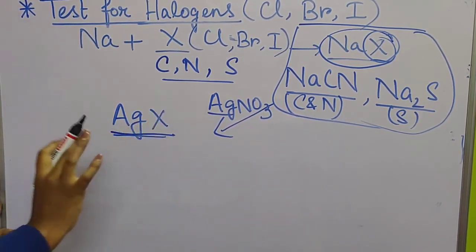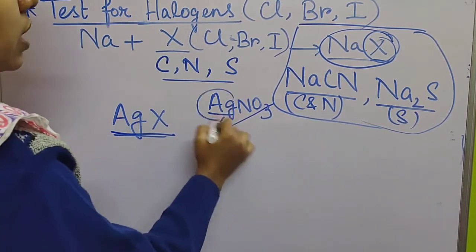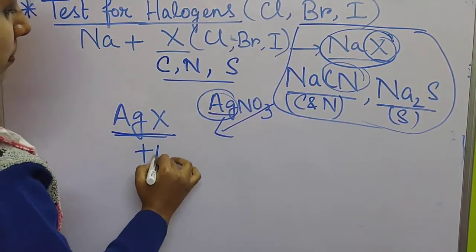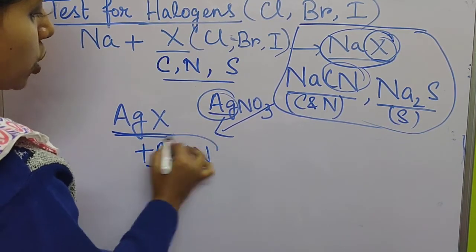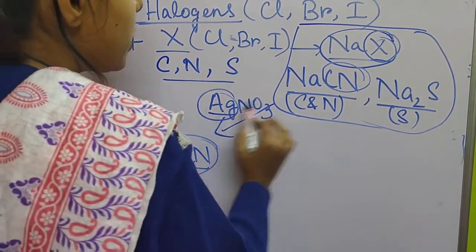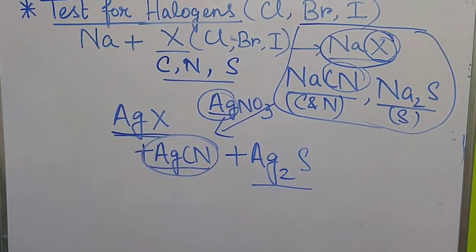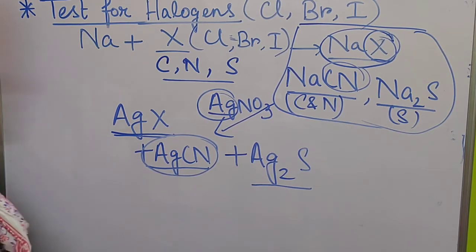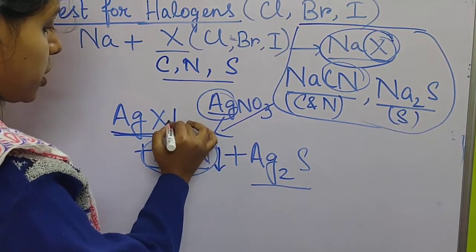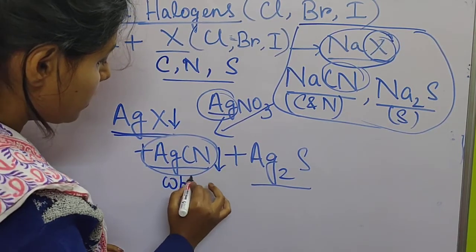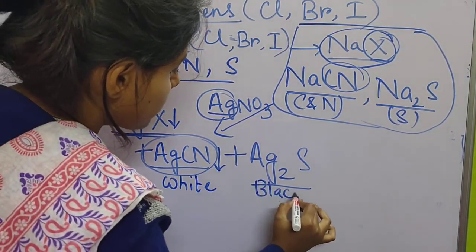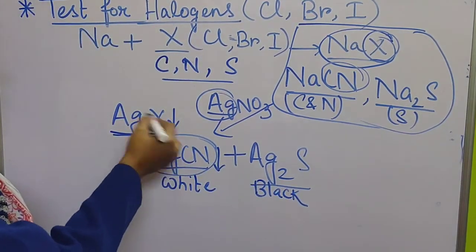That means one silver halide will be obtained, and silver will also react with the cyanide forming AgCN, which is also white in color, as well as with sulfur making Ag2S. So not only the silver halide, but along with it AgCN and Ag2S will also be obtained. These will also be precipitated. This one is white in color, this one is black in color, and the silver halide may be white or yellow or pale yellow in color.